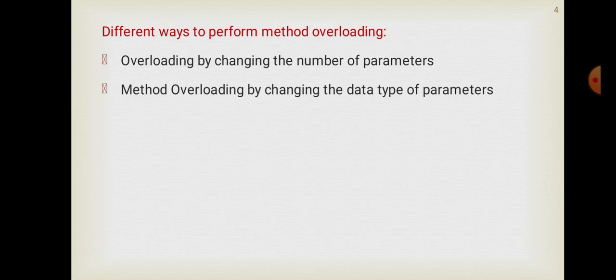Similarly, you can do method overloading by changing the data type. For example, if I am using sum of integer a, that is one method. The same method can also be written as sum of float a. I am not going to change the number of parameters. Instead, I am going to change the data type of the parameter. The first time I am using integer, the second time I am using float. So this is also called method overloading, done by changing the number or the data type of the parameters.